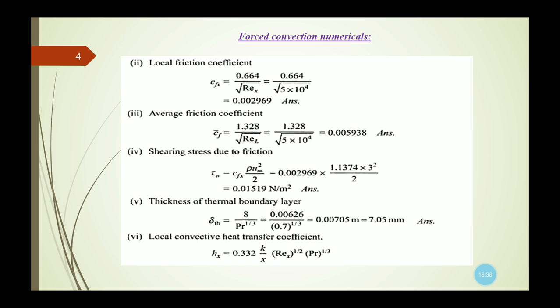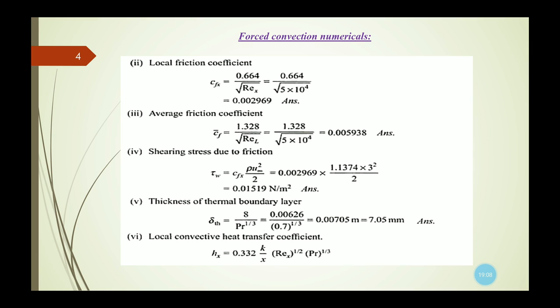Now here the value of the Reynolds number we have calculated, which is 5 into 10 to the power 4, so that means the average skin friction coefficient value we are getting is 0.005938. So this difference we need to remember from the Blasius solution. Corresponding to the Blasius solution, the formula for the average skin friction coefficient is as above, but the formula for the local skin friction coefficient is 0.664 divided by root under Reynolds number.